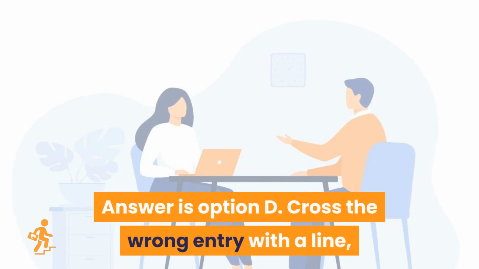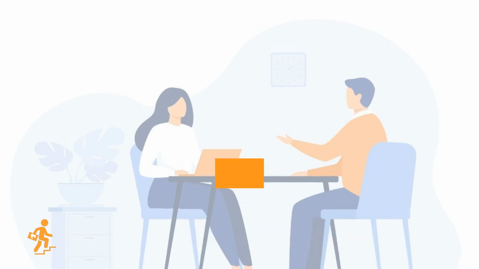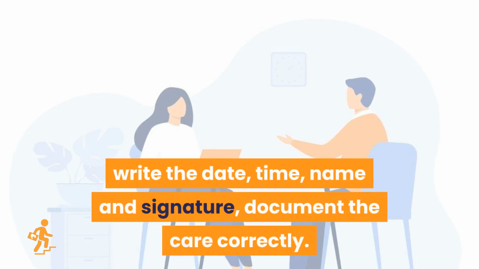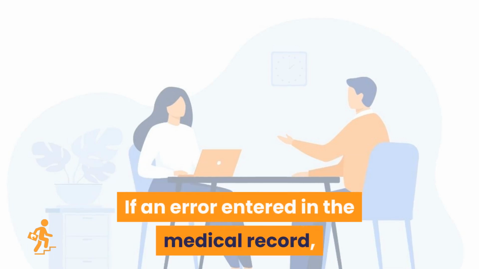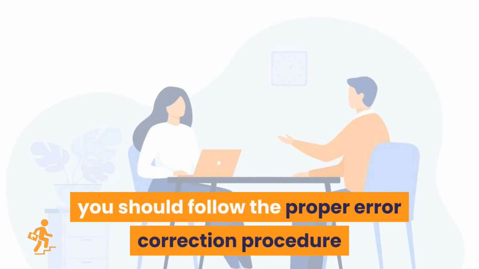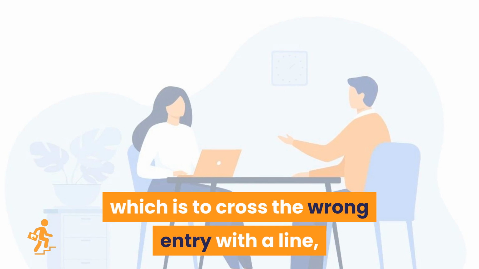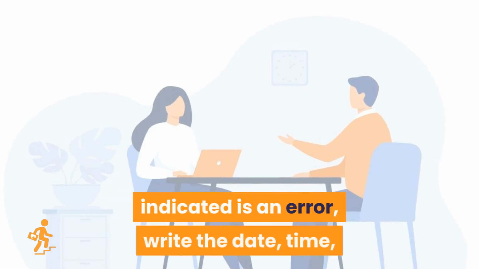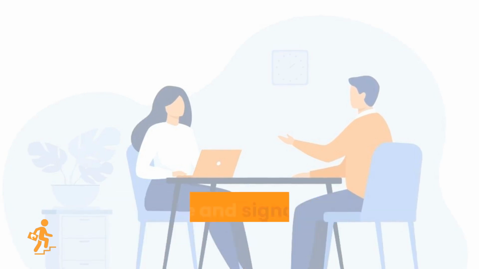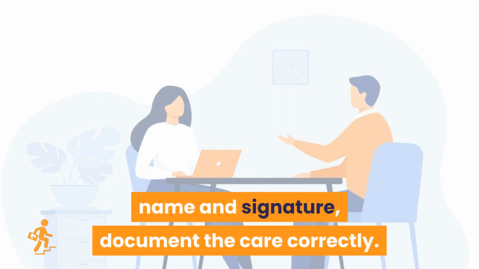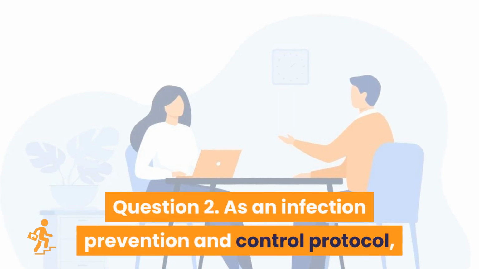Cross the wrong entry with a line, indicate it as an error, write the date, time, name and signature, and document the care correctly. If an error is entered in the medical record, you should follow the proper error correction procedure, which is to cross the wrong entry with a line, indicate it as an error, write the date, time, name and signature, and document the care correctly.